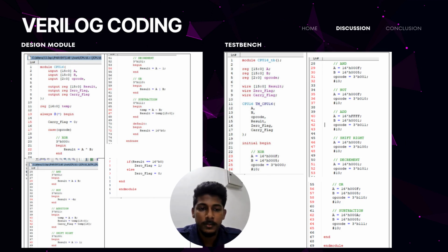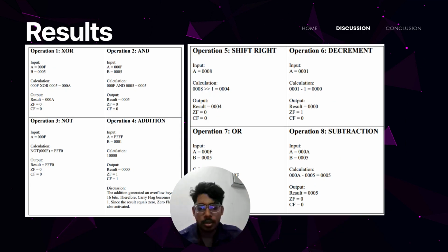In the test bench, we use this input and output to get the results. These are the results we got from our coding. The first operation was XOR. For XOR, the inputs were 000F and 0005. The output we got was 000A, which indicates the zero flag is 0 and there's no carry also.